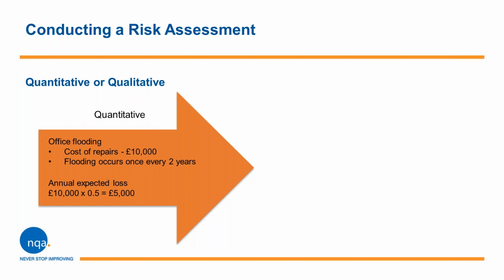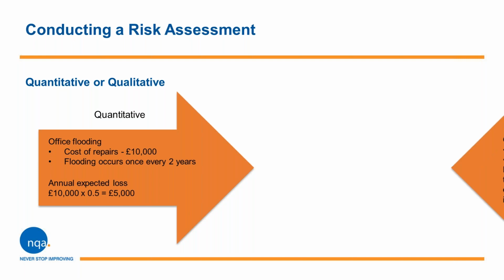As you can see in the example there, one of the risks I've used is the office flooding. If the office flooded, we could say it's going to cost us £10,000 to repair. From previous times, flooding occurs every 2 years. So an annual expected loss could be £5,000, for example. So there's your quantitative risk assessment of the office flooding: £5,000 annually.